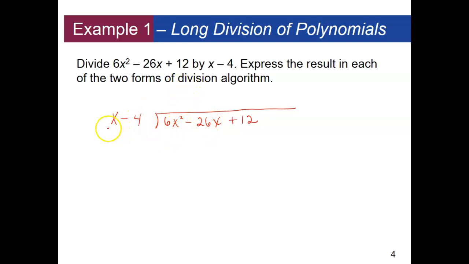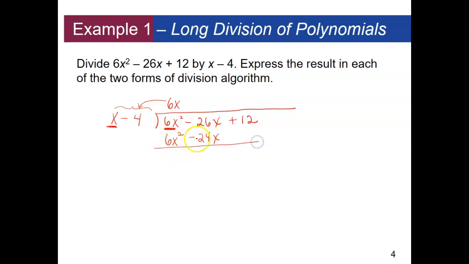To divide this, I want to only look at this term and this term to start with. I want to see how many times x goes into 6x squared. Or another way to think of that question is, what do I multiply x by to get 6x squared? I need to multiply it by 6x. The next thing I want to do is multiply that 6x by both of these terms in the divisor. So 6x times x is 6x squared, and 6x times negative 4 is negative 24x.